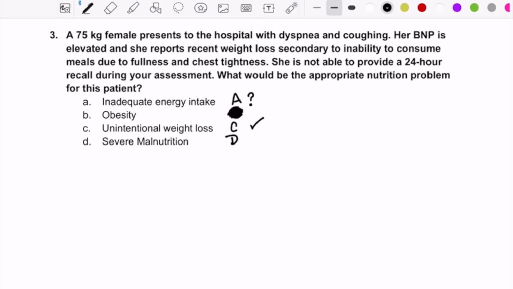Severe malnutrition. She may be malnourished, but to be honest, I don't think I have enough information to say whether she is or not. I only know she's had recent weight loss and isn't eating well, but I don't know if I have all the info I need for inadequate energy intake or severe malnutrition. So I would go with what I know, which is that this patient has unintentional weight loss.